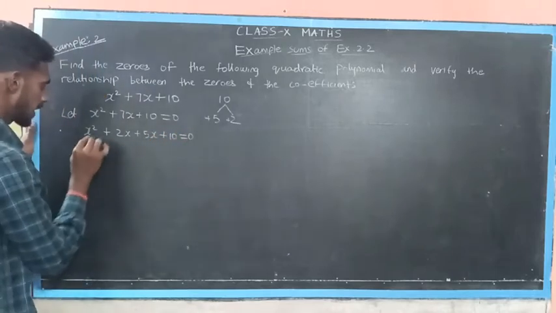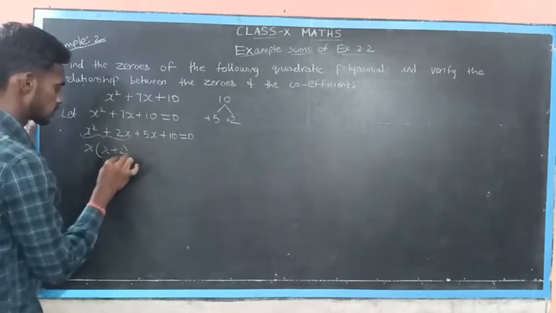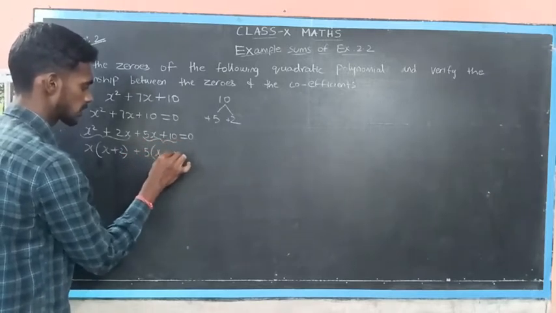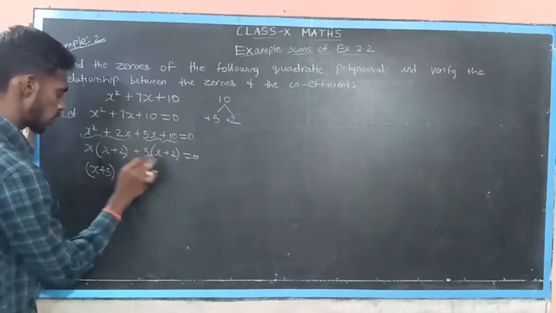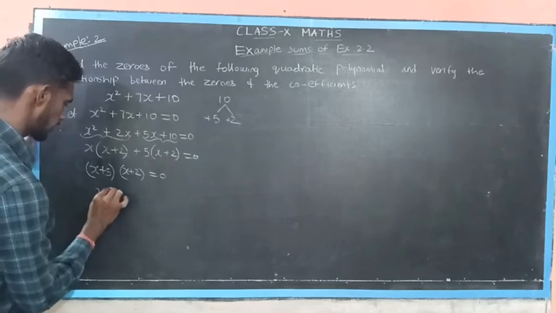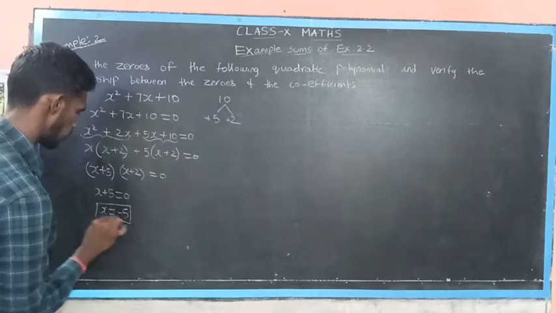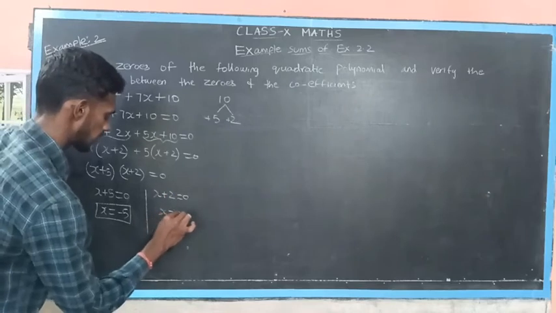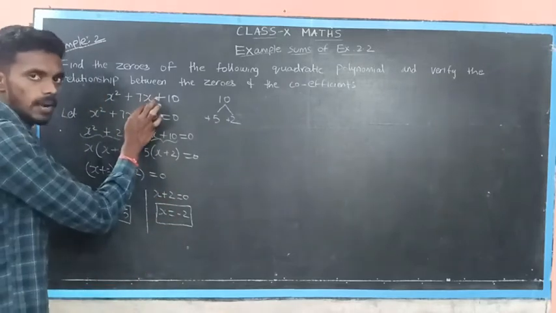Then taking x as common from these two terms, x into x plus 2, and taking 5 as common from these terms, plus 5 into x plus 2 is equal to 0. So x plus 5 and then this common term x plus 2 is equal to 0. So x plus 5 is equal to 0, which means x is equal to minus 5. It is one of the zeros. Then x plus 2 is equal to 0 gives x is equal to minus 2. It is the other zero. These are the two zeros of the given quadratic polynomial.